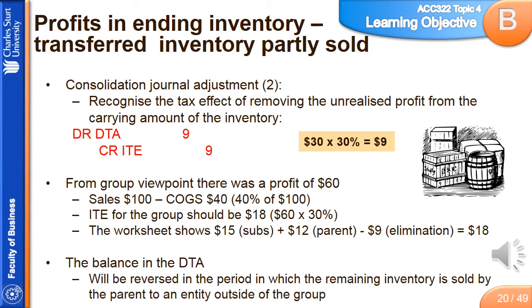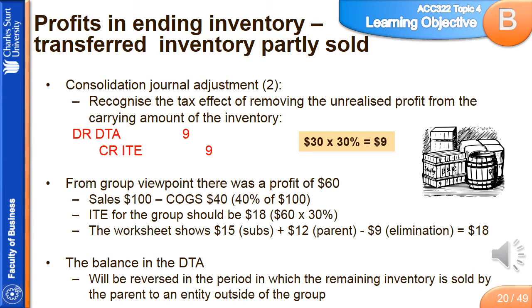So there's a bit of an explanation on the second point here, saying that from a group's viewpoint, the profit was only $60, which is the sales amount of 100 less the COGS of $40, which we calculated on the previous slide. So the income tax for the group should only be this $60 times 30%, which is $18. So we have $15 recognised in the subsidiary and $12 in the parent. So to get this down to $18, we need to take 9 off, and that's our elimination amount.